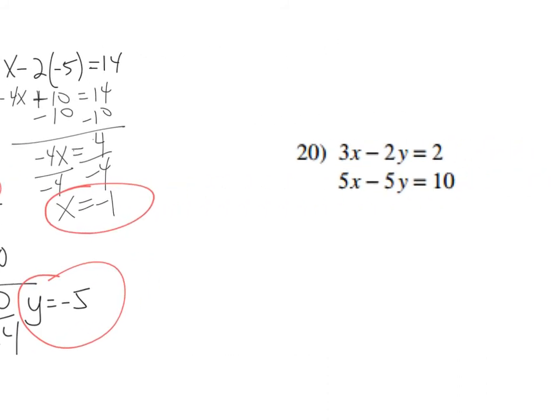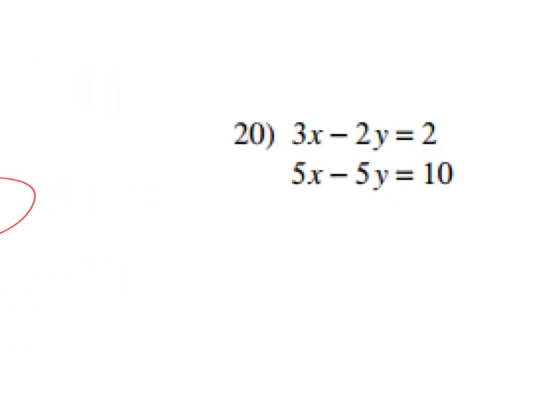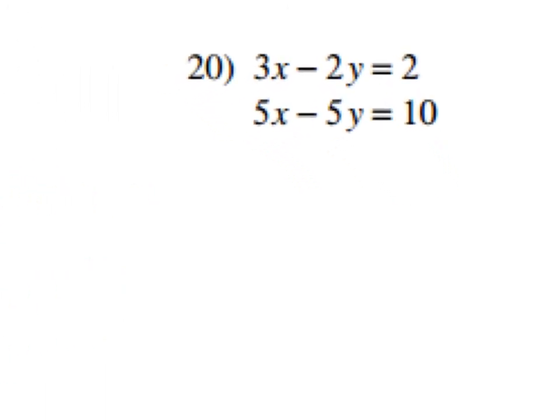And the next one, again, I'm asking myself what I can do to cancel out either x's or y's. This time, let's cancel out the y's. I have negative 2y and negative 5y. The least common multiple is 10. So if I'm going to change this first one and make it so that this is 10, I have to multiply the entire thing by 5. If I'm going to make the second one 10, I'm going to multiply the whole thing by 2.